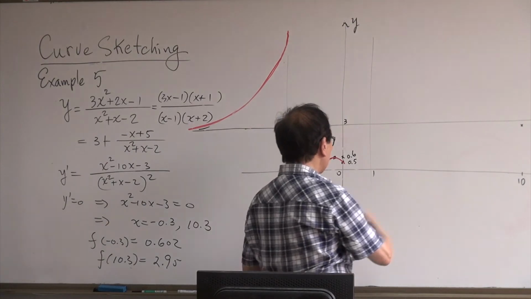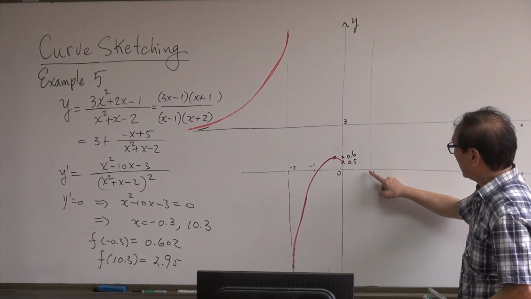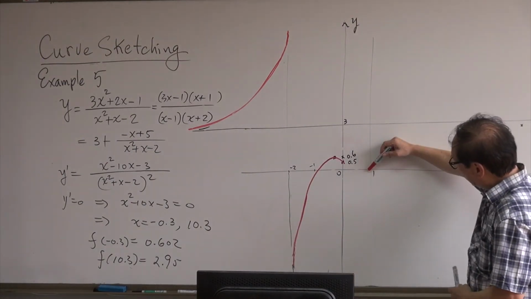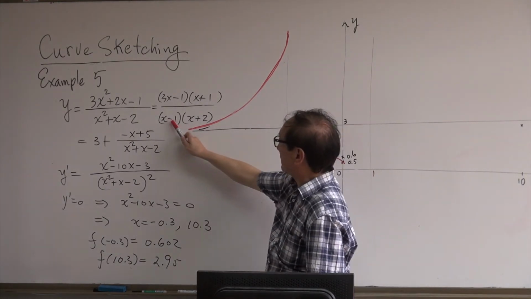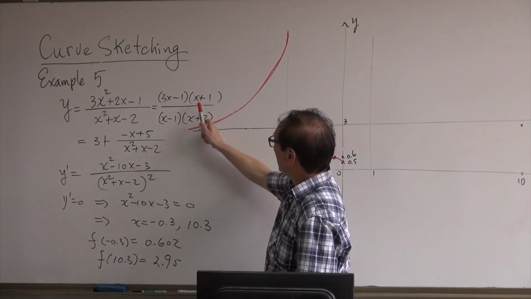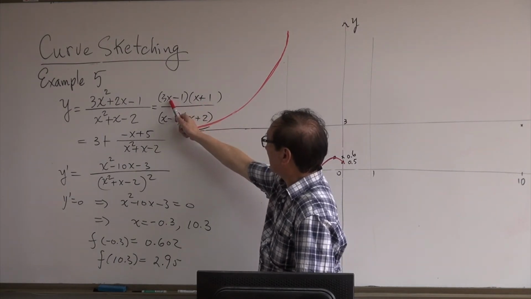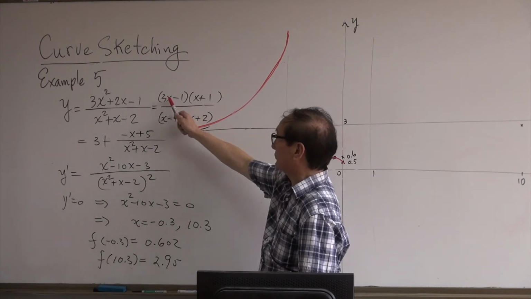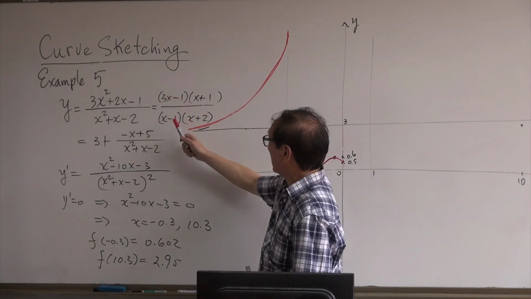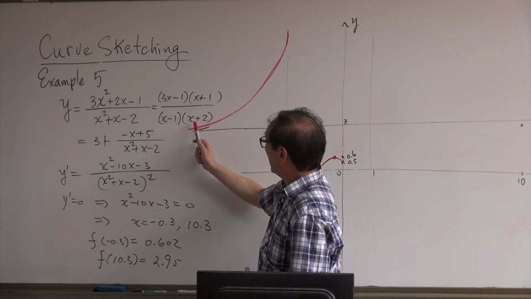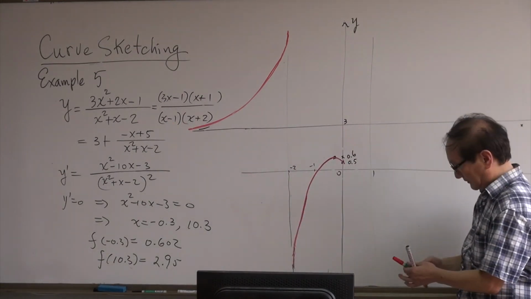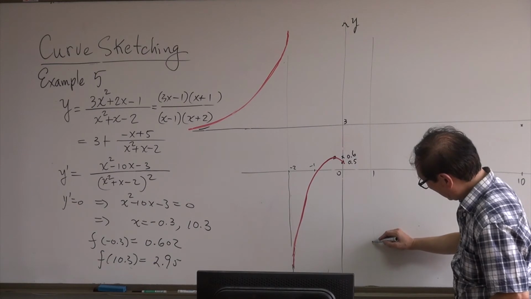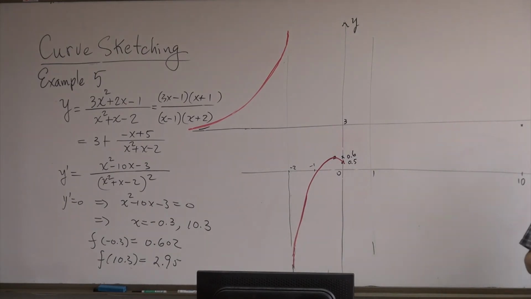Now, when x is approaching 1 from the left-hand side, x is more or less like 0.9999999, positive. So 0.999 minus 1 is negative. This is positive, this is positive, this one is positive, 3 times 0.99 bigger than minus 1. So positive, positive, positive, negative. So it's negative infinity. Do you get it?